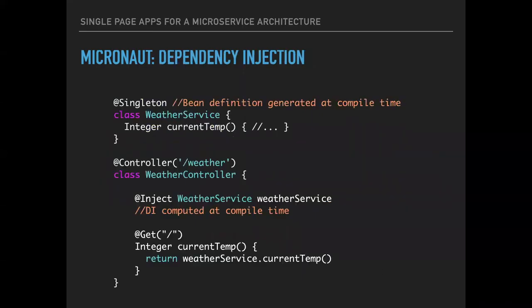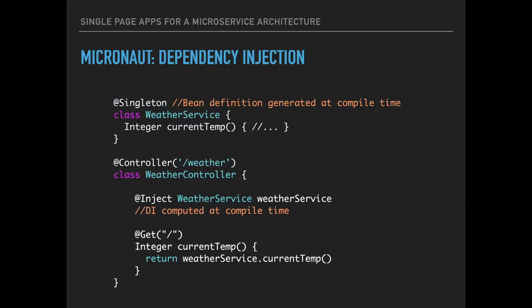Micronaut provides dependency injection, of course. It implements the JSR 330 spec, and so that's all of the java.inject annotations. So in this simple example here, we have a weather service, which is a class that is annotated with @Singleton. So this will be a singleton bean in our dependency injection context. It's got one method on it. And then in the second code snippet, we have a controller again, and this controller is using the java.inject @Inject annotation to inject this weather service bean into our controller. Now from the controller, we can call that service's method.